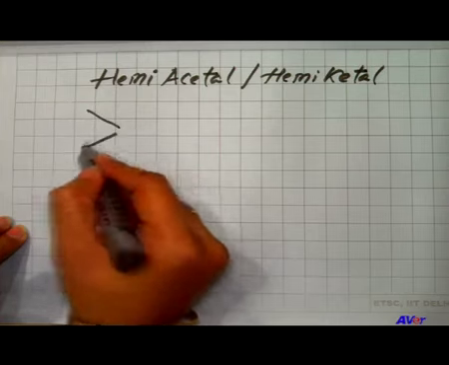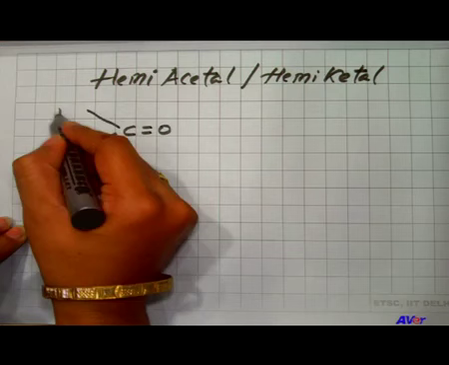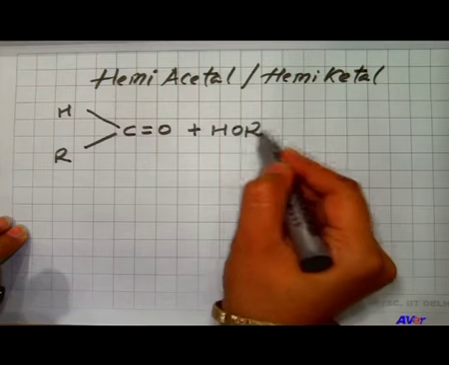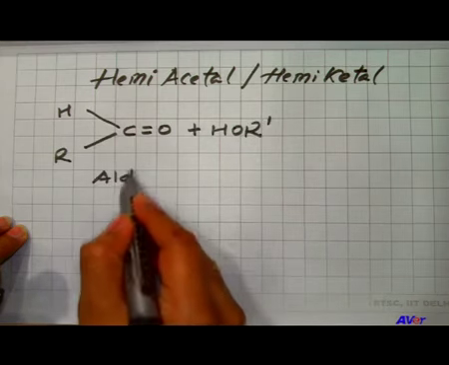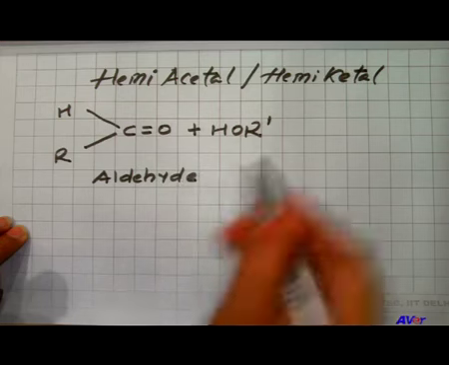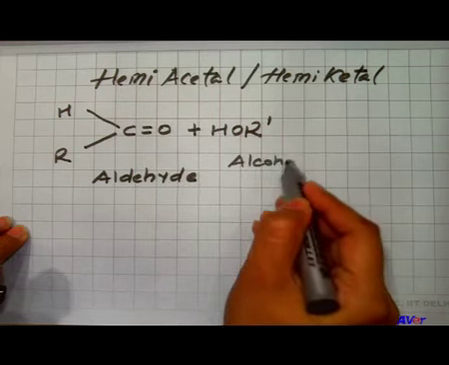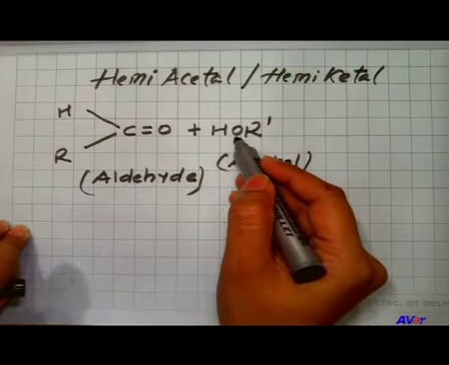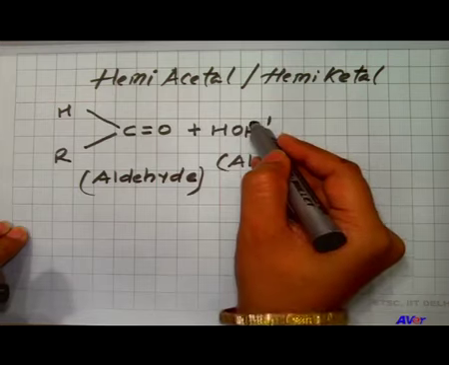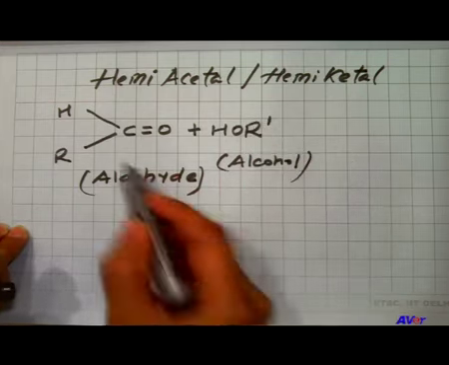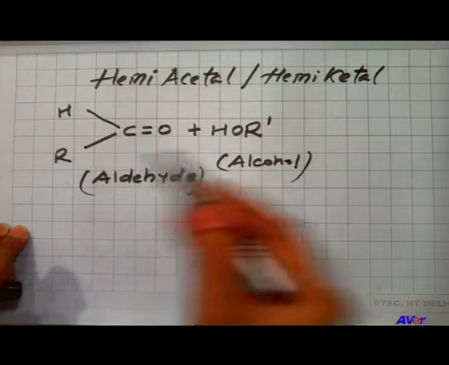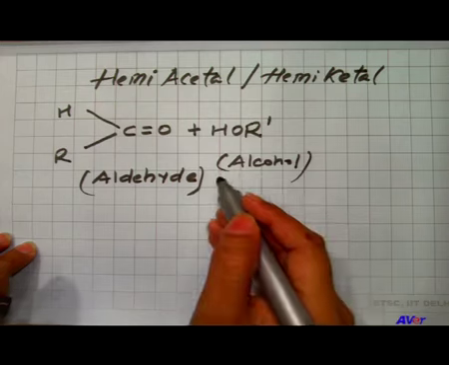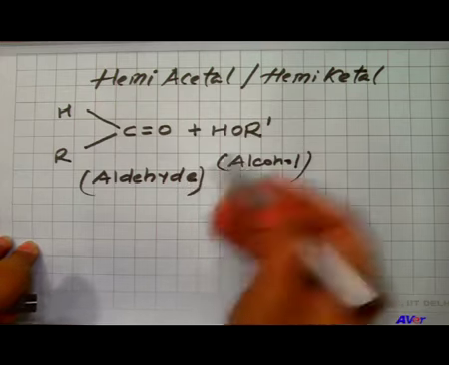Hemiacetal means whenever any aldehyde, this one is aldehyde, and this one is alcohol, interact with each other, they form hemiacetal. Similarly, whenever any ketone reacts with any alcohol, they form hemiketal. So let us have a look at how the reaction goes.